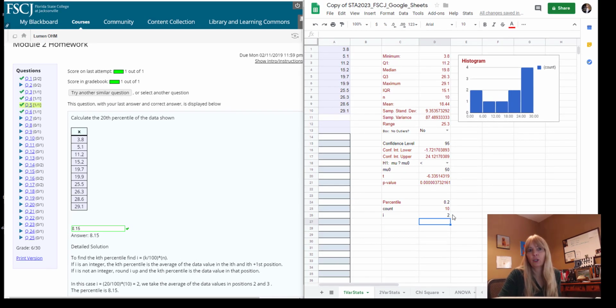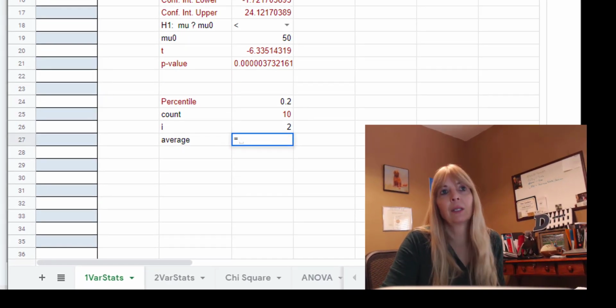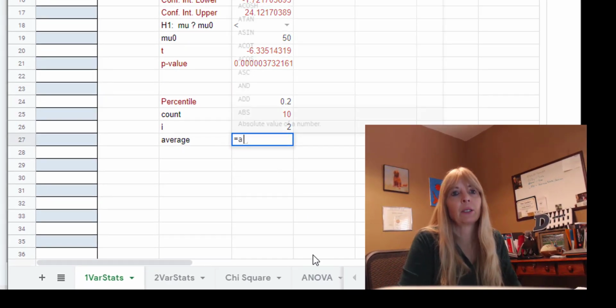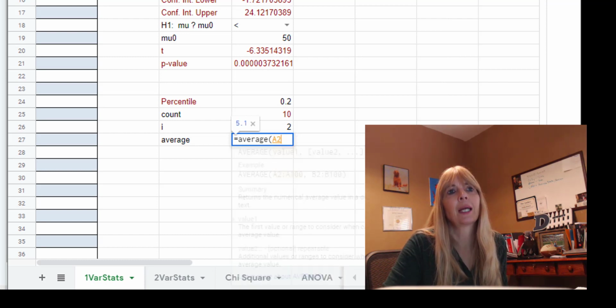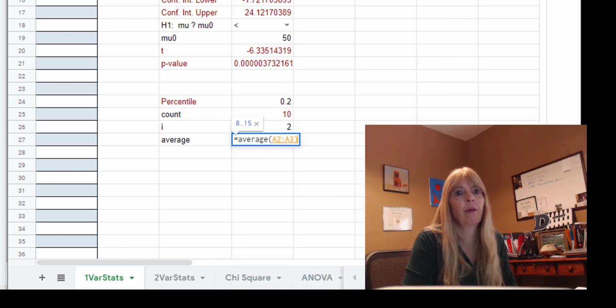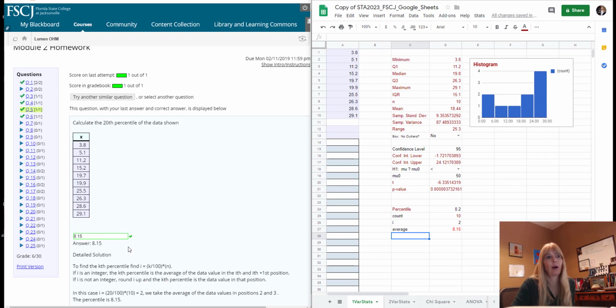If this is an integer, then what you do is you average this one and the one higher. So unfortunately, this would be something that you're going to have to manually do because I'm not going to always get the 20th percentile, right? So if I do the average formula and I want the second and the third value, then you can see that's where I'm getting the 815.